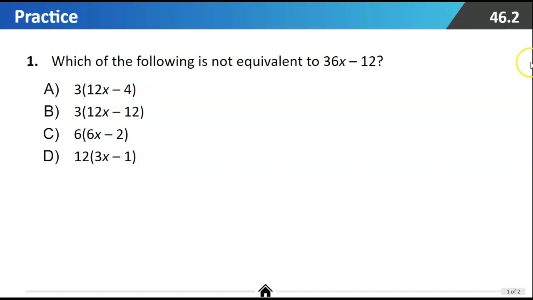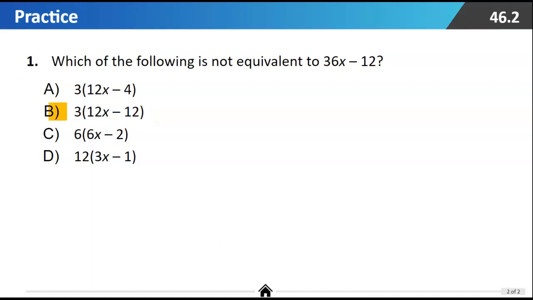And finally, the practice: which of the following is not equivalent? I'm going to look for any patterns. 12 times 1 is 12. 6 times 2 is 12. 3 times 12 is going to be 36. So that is not going to be equivalent to the original problem.